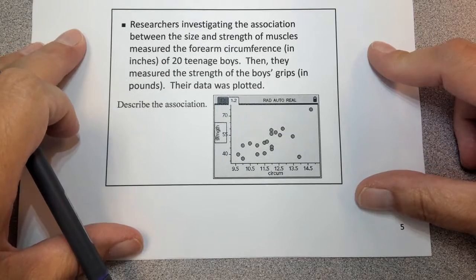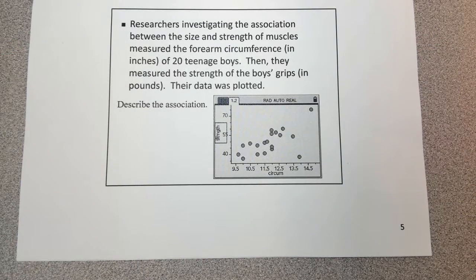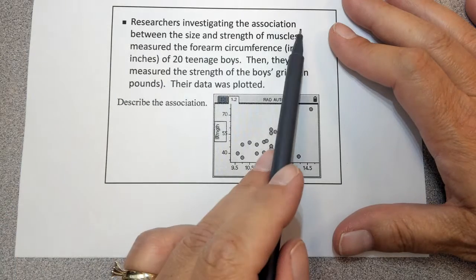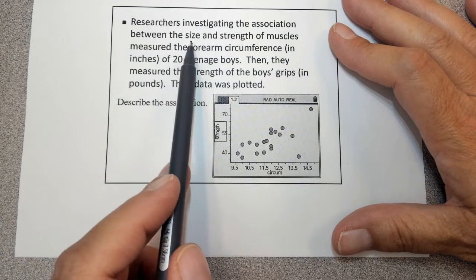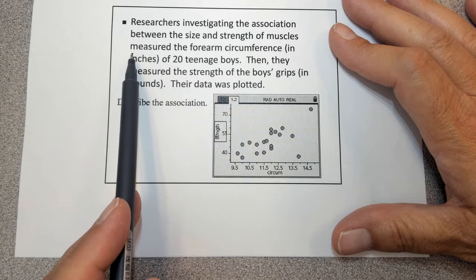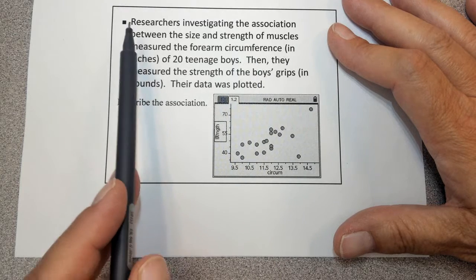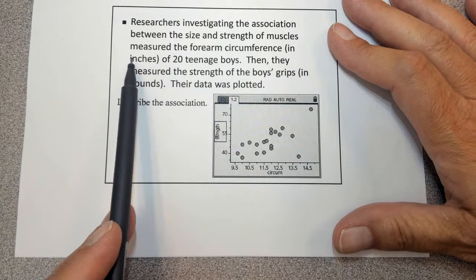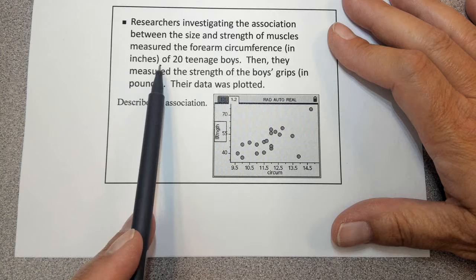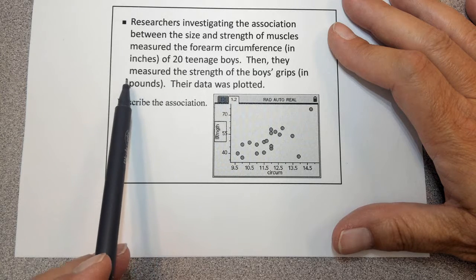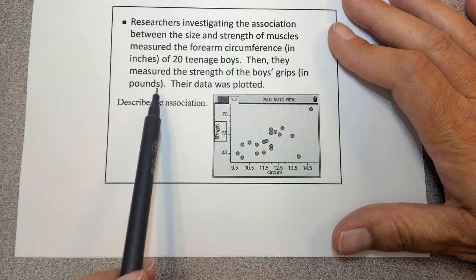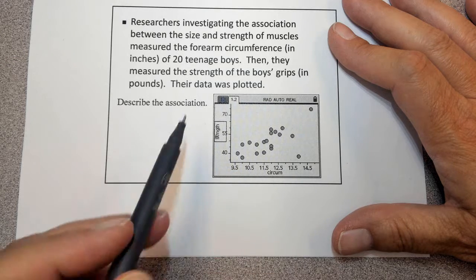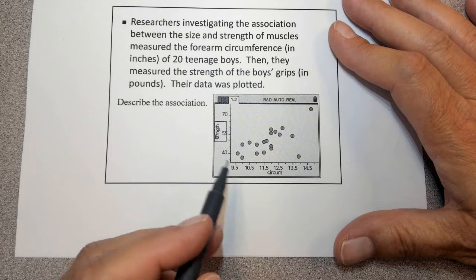So, to summarize, we're going to end with this one. We have an association, we think, between the size and strength of muscles. Research is investigating the association between size and strength of muscles. They measured forearm circumference in inches of 20 teenage boys. Then they measured the strength of the boys' grips in pounds. Their data was plotted. So we have arm circumference here, and we have grip strength here.